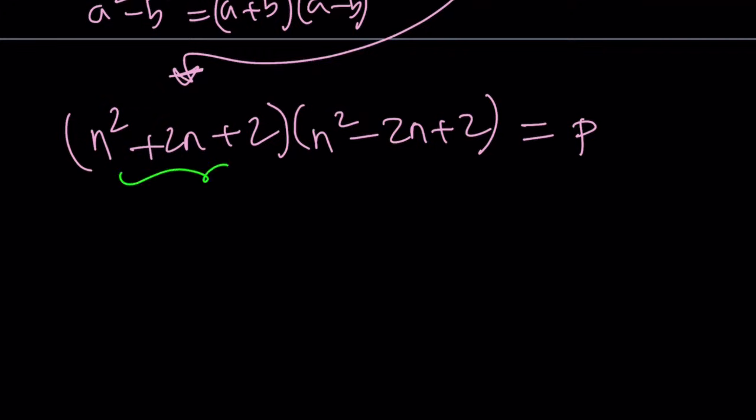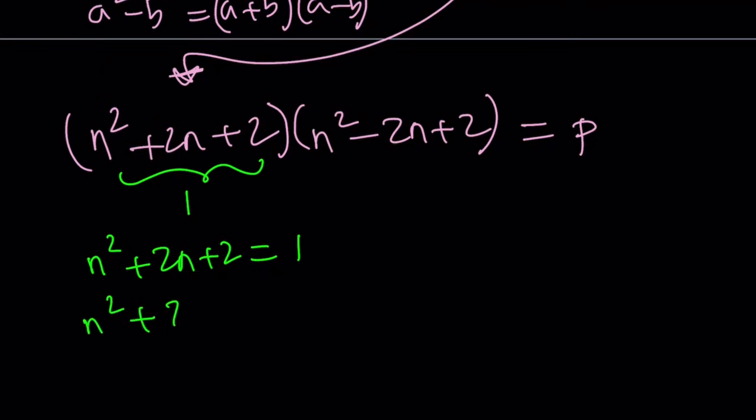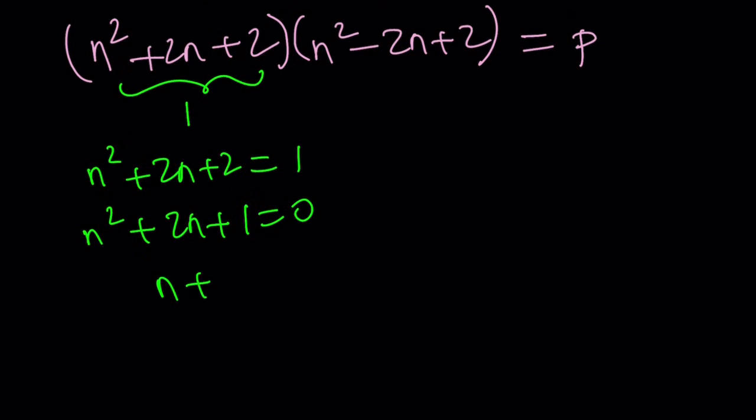How about starting with the first one? So what if this equals 1? From here we get n squared plus 2n plus 2 equals 1. And then we can go ahead and subtract 1 from both sides. And we get n squared plus 2n plus 1 equals 0. This gives us n plus 1 quantity squared equals 0. And at the end we get n equals negative 1.